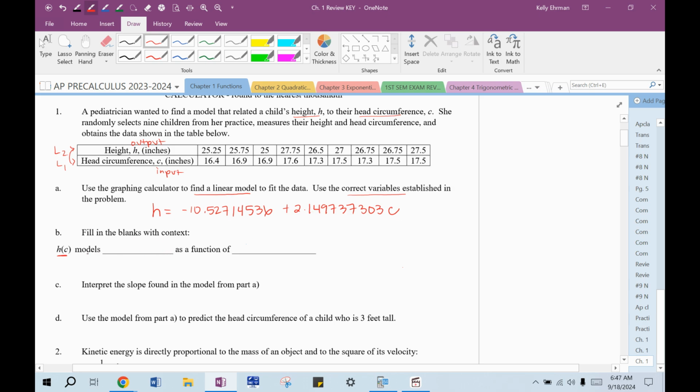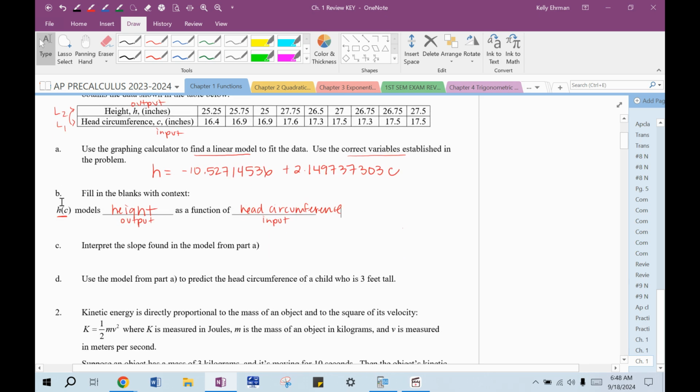Okay, anyway, so now looking at this problem, this is my model. Fill in the blanks with context. So H of C models what as a function of what? It always models the output as a function of the input. So your job is to put the context in. The output is the height as a function of the input, which is head circumference. The thing to study is that you'll be filling in the same blanks. The model is of the output, and it's a function of, or based on, the input.